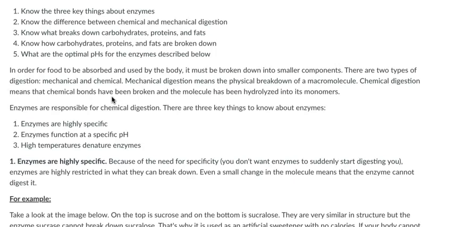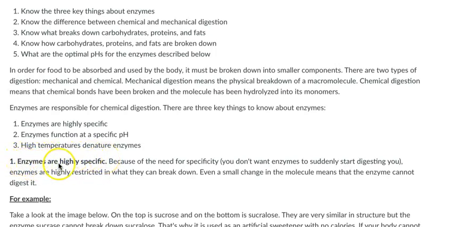Okay, so starting right off the bat, the three key things to know about enzymes are: they are highly specific, they function at a specific pH, and high temperatures denature enzymes. And then just below you'll see there are explanations that go into a bit more detail.